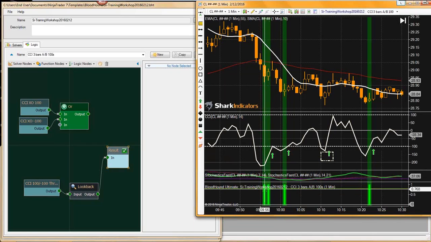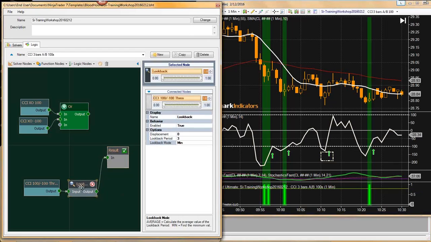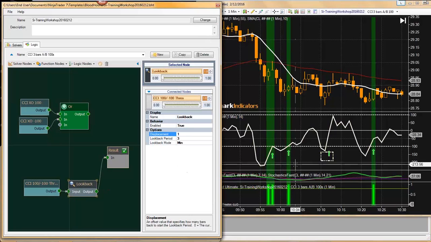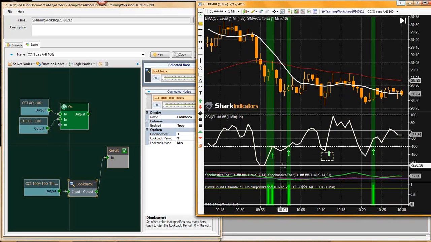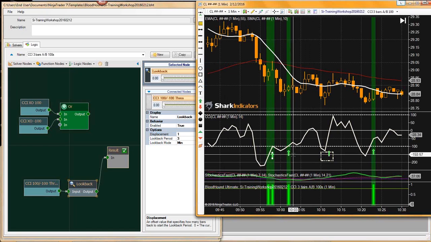So what we need to do is take these outputs that we have and shift them forward 1 bar. That's where I go back to this displacement and put that 1 back in there. Now you'll notice that we have the signals on the same bar as the arrows, the same bar where the crossover happens.